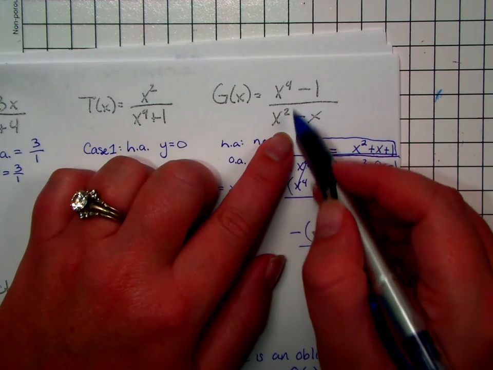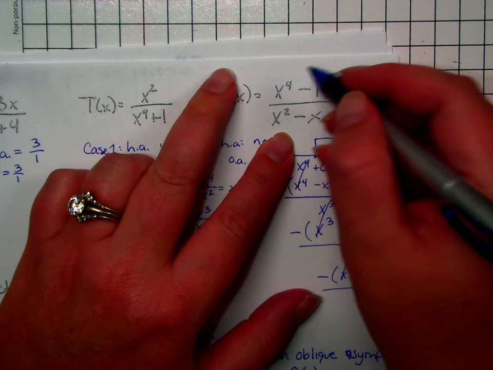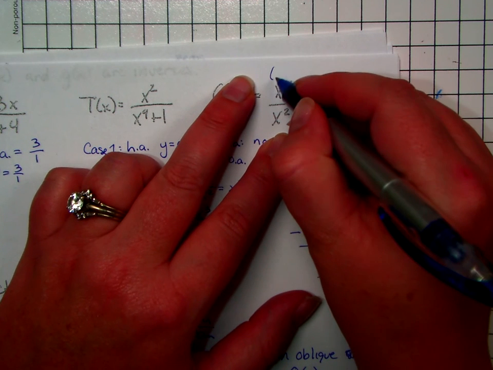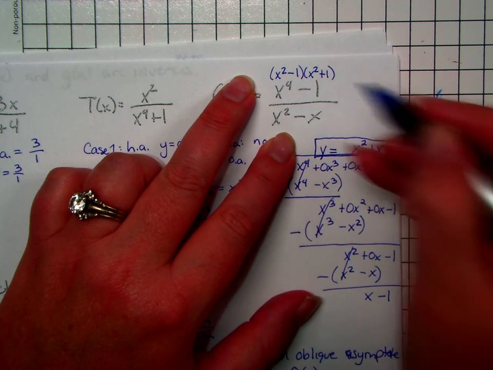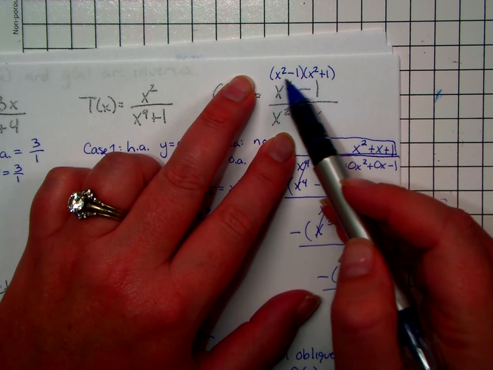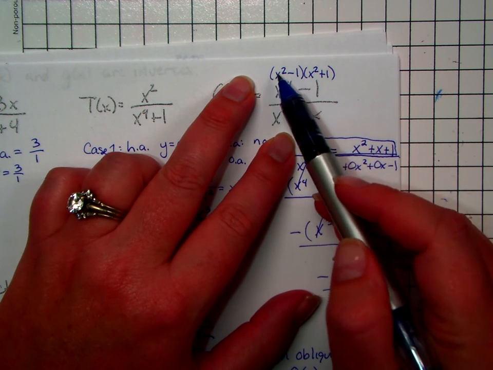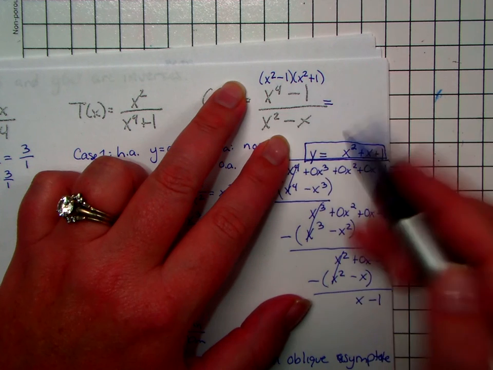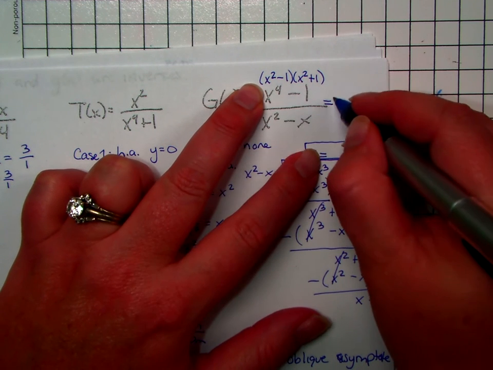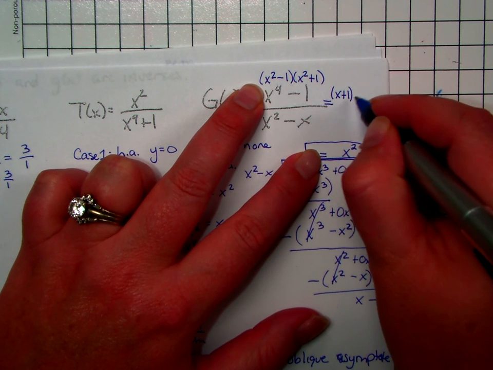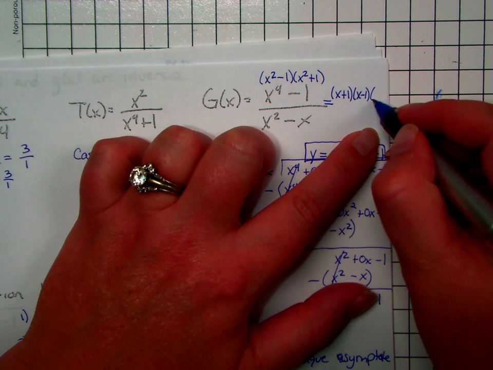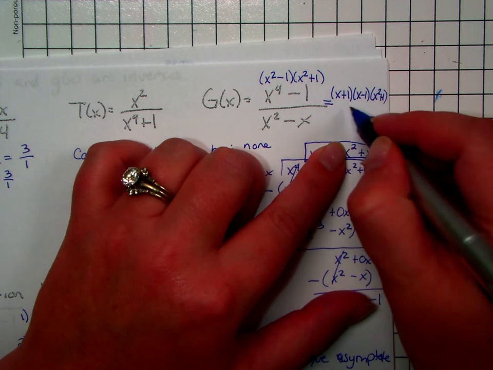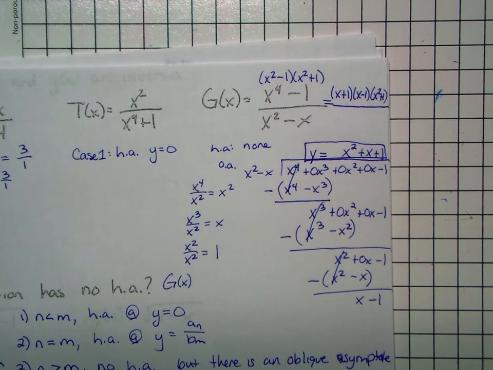But on G's, this one will factor. So first, x to the fourth minus 1. We can factor that to x squared minus 1 times x squared plus 1. And then the x squared minus 1 is another difference of squares. So I'm going to factor it again here. X squared minus 1 factors to x plus 1, x minus 1. And then the x squared plus 1 doesn't factor anymore, so it's its own factor. So there the numerator is factored.